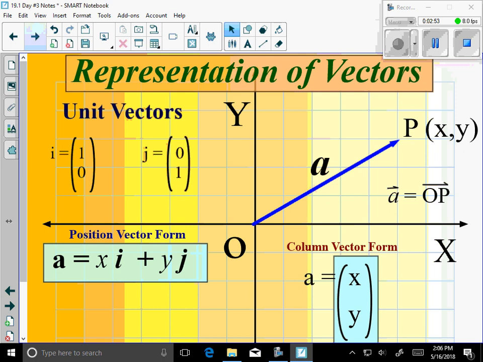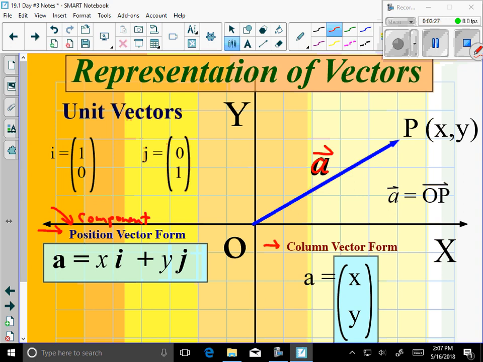Okay, here we are for the new material. I'm just going to jump right in. All right, so here we have vector A. Vector A I can write in 2 different forms. I could write in position vector form, or I could write in column vector form. Sometimes I like to call position vector form component form. You'll see why in a second.